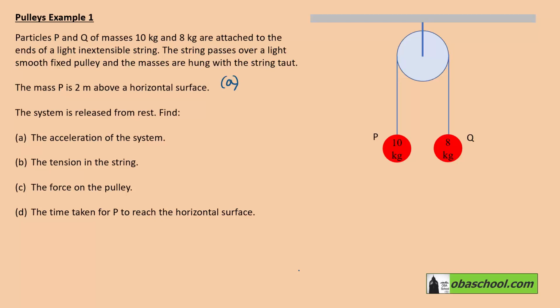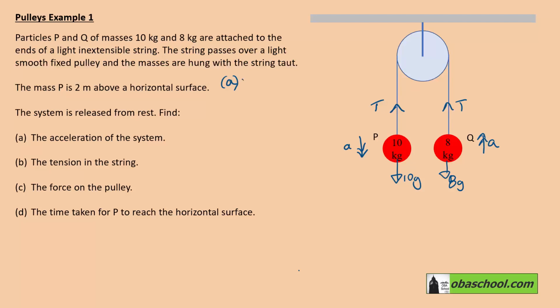Before we do that, we know that the weight here would be 10g. The weight here would be 8g. There'll be a tension force here and a tension force here, and of course those are the same as discussed because of the light inextensible string and the light smooth fixed pulley. This mass is clearly greater, so the system will start to accelerate in this direction, P going downwards, Q going upwards.